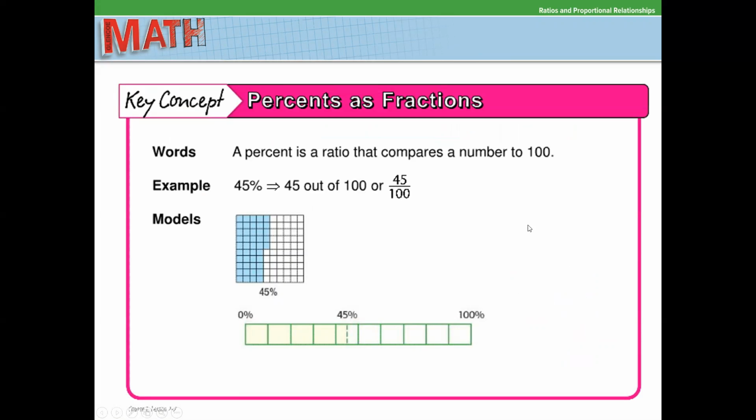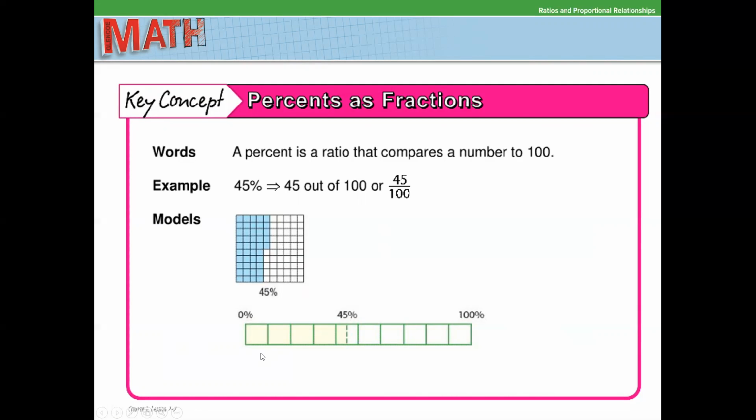Key concept: percents as fractions. A percent is a ratio that compares a number to 100. 45% equals 45 out of 100, or 45 parts per 100. 10, 20, 30, 40, 1, 2, 3, 4, 5. 45 parts out of 100, 45%.